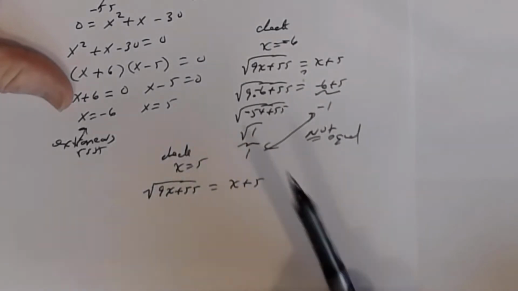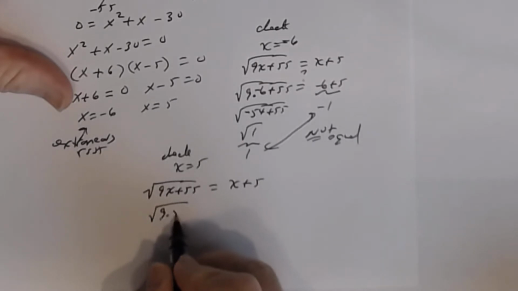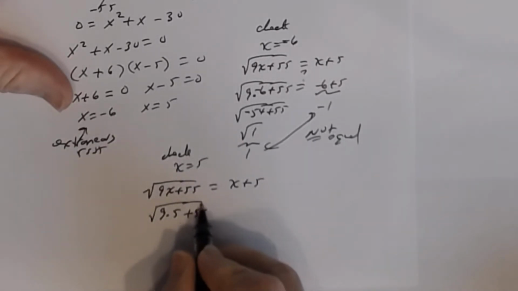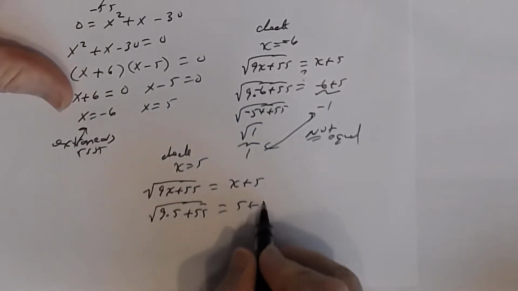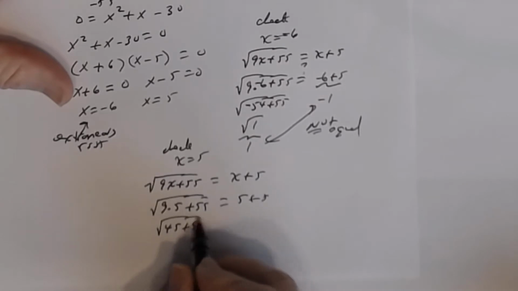Okay. All right. And so you're going to substitute 5. So I get the square root of 9 times 5 plus 55 equal 5 plus 5. And so 9 times 5 is 45, and so I get 45 plus 55.